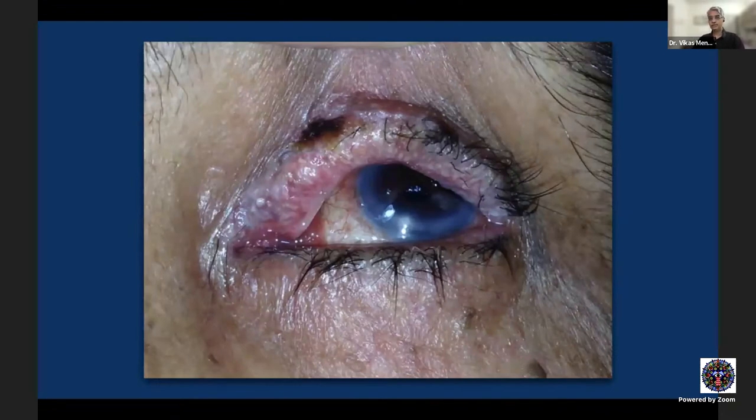So what do you see here? Can anybody point out what all findings are visible here? Shefali, can you unmute? So, there's a very obvious loss of cilia. There's loss of meibomian gland architecture. There's madarosis, that is, thickening of the lid. There is erythema. I see even keratin there.